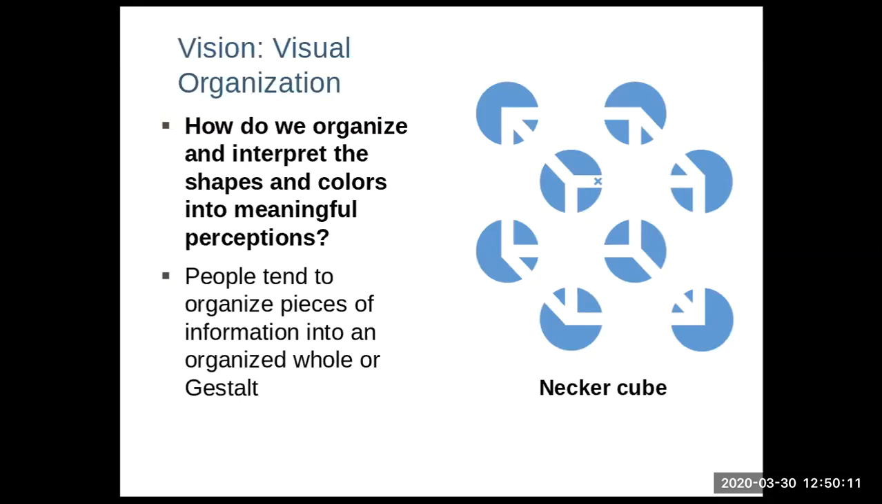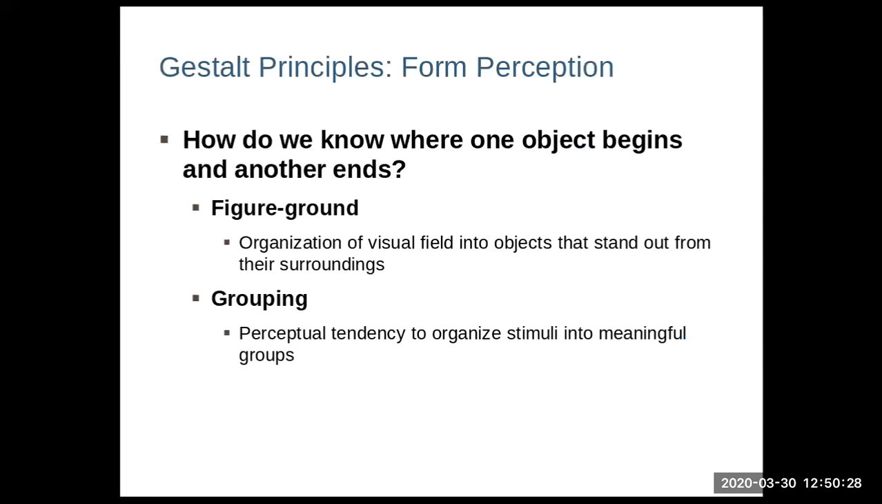But you're seeing a three-dimensional picture because your brain is filling in the blanks. This is how that works, right? So we are taking things and putting the shapes together into something meaningful to us, and that includes our schemas from the last lecture. So how do we know where one object begins and another ends?